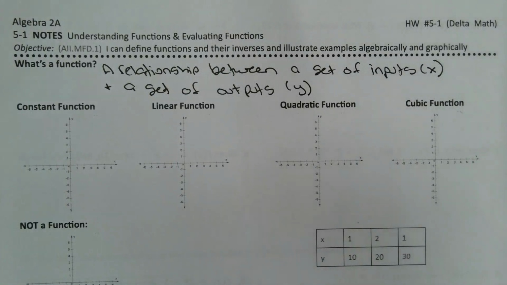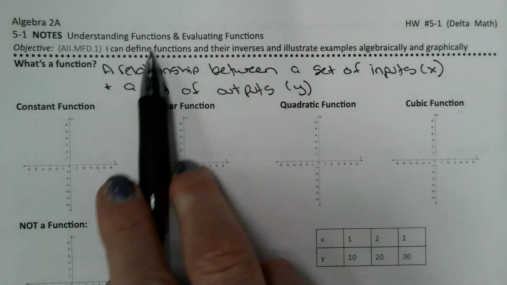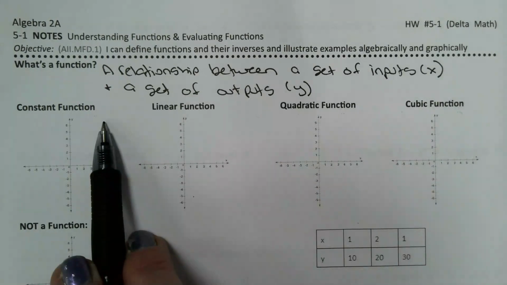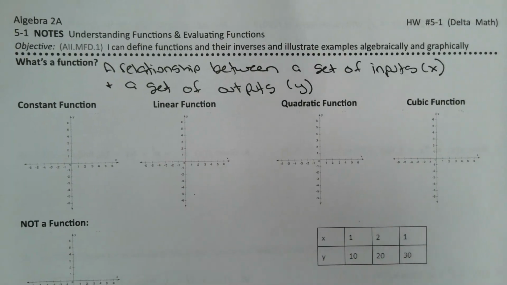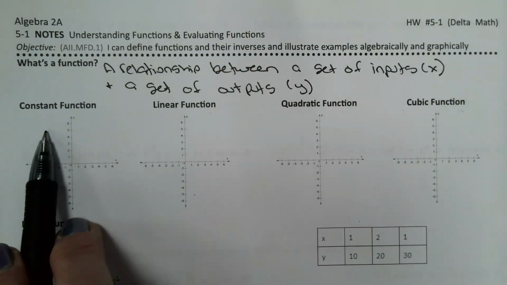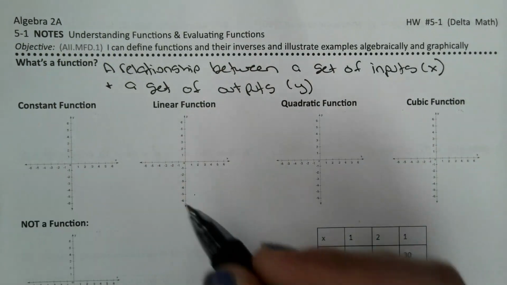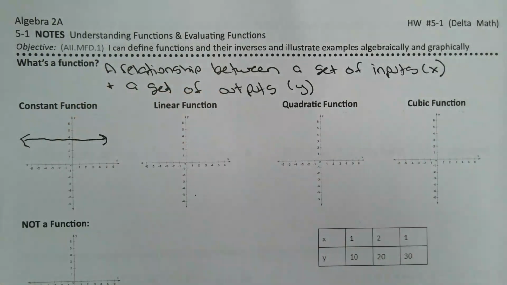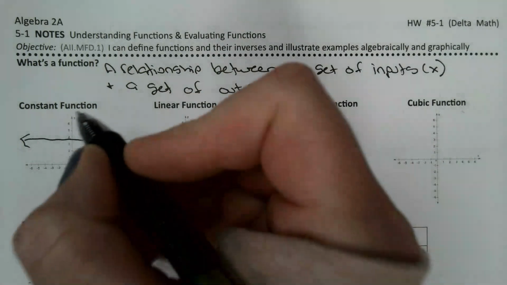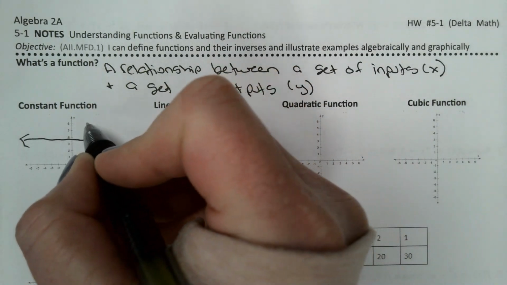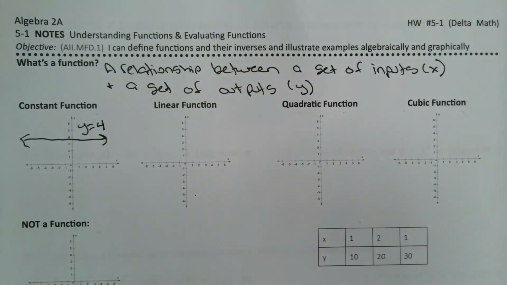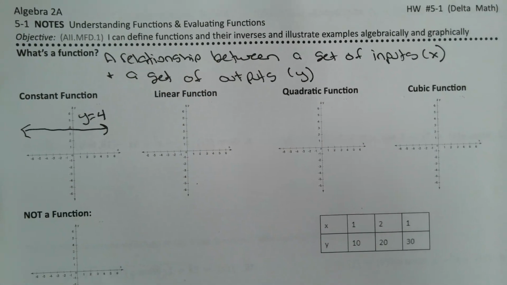Hey, Algebra 2. Today we're going to learn about functions. So a function is a relationship between a set of inputs x and a set of outputs y. And so graphically, here's what a couple of them look like. A constant function would look something like this, a horizontal line. This particular one that I drew looks like the line y equals 4. That would be a constant function.